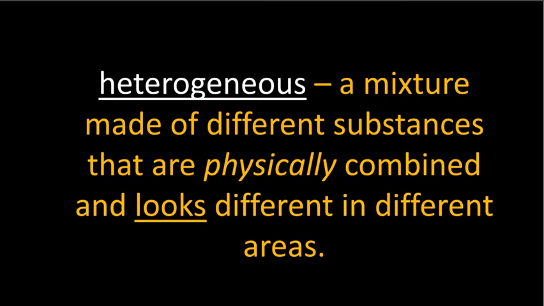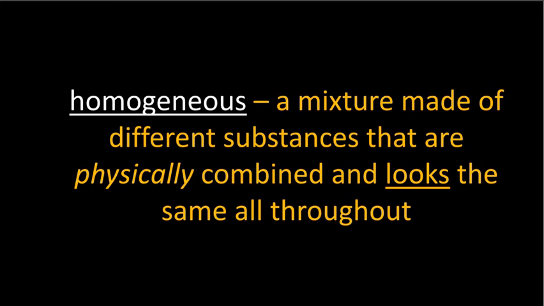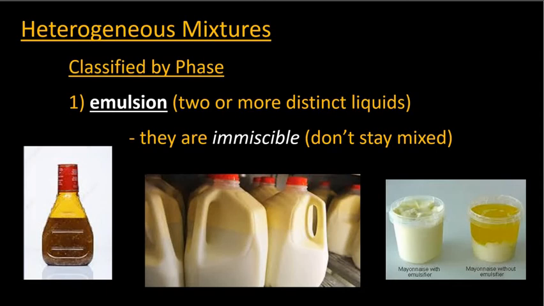And on the opposite side of things, you have something that is homogeneous, where you have a mixture made of different substances physically combined, but it looks the same all throughout. You can't see differences from place to place in the mixture. Okay, so first we're going to be talking about the different types of mixtures, and we are going to have them classified by phase. This has to do with whether it is a solid, liquid, gas, or how it combines together.